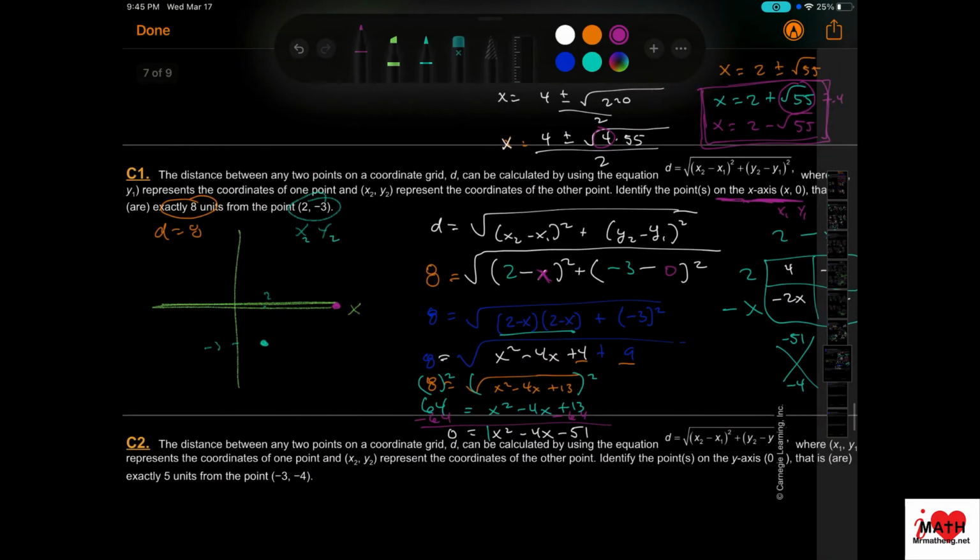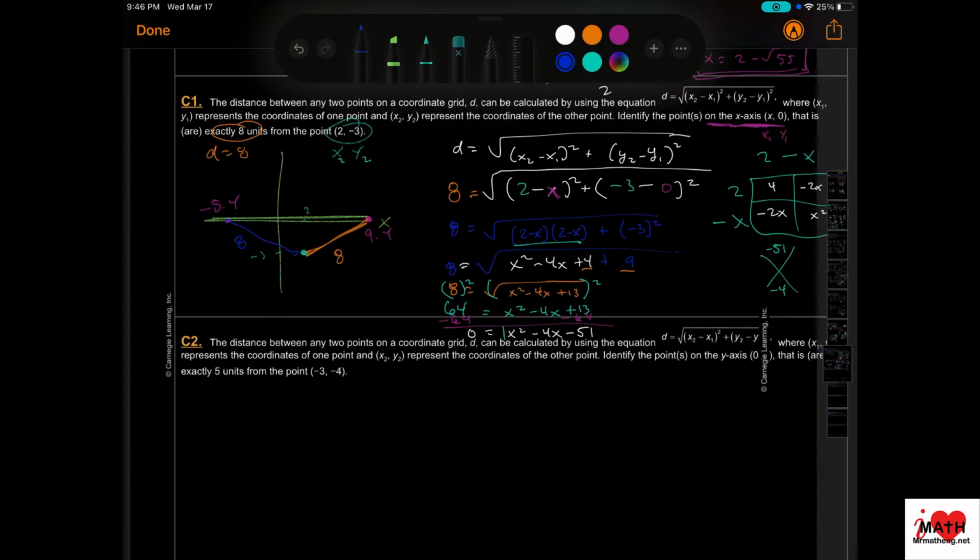So 2 plus 7.4 gives you kind of like 9.4, and then negative 5.4. So we're basically saying that the distance can be here. This would be a distance of 8, or in blue, this could be the distance of 8. Okay?